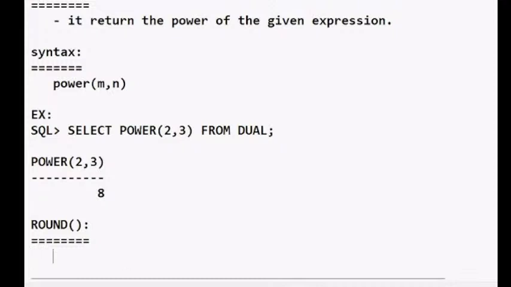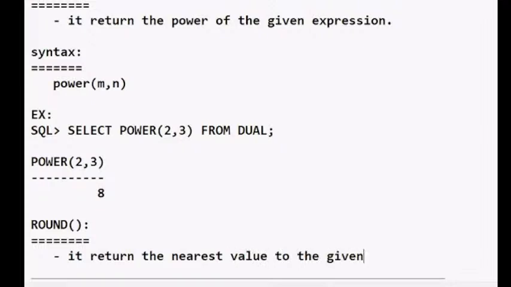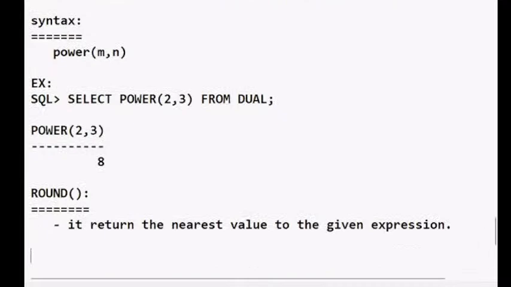Okay, round function. Round function returns the nearest value to the given expression. The nearest value to the given expression. So, nearest value. Okay, now?